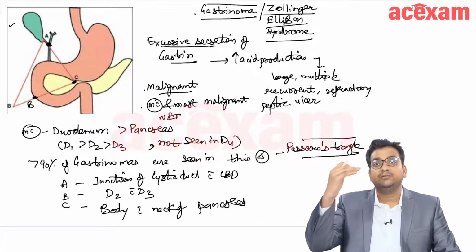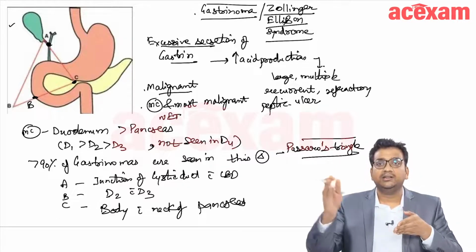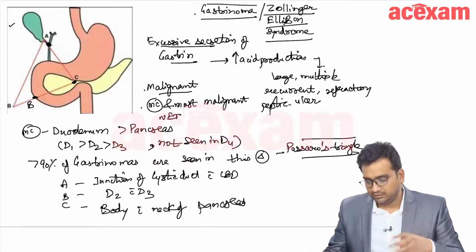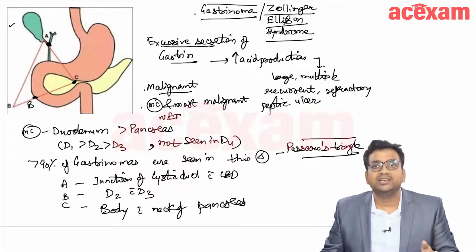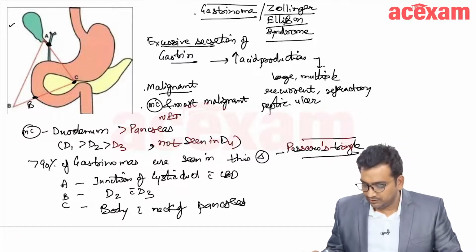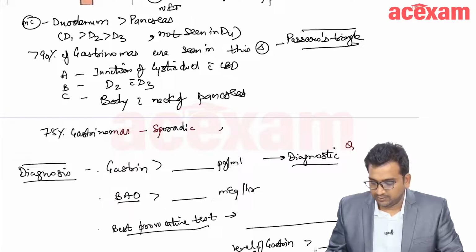So first is at the level of cystic duct CBD junction. Then there is D2, D3, and then there is body and neck of pancreas junction. Then this triangle, you can say majority of the gastrinomas are seen here. Okay, more than 90% are seen here. Otherwise, majority, 75% of the gastrinomas are sporadic. 25% are seen in MEN1 syndrome. Okay, so they are associated with MEN1 syndrome.